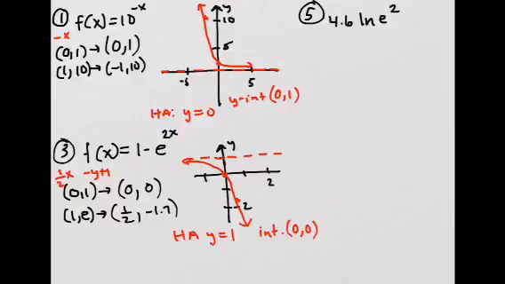Number 5, we're evaluating the expression. So remember, this 2 right here becomes a coefficient of the log. So it's 2 times 4.6 times natural log of e. Okay, so natural log of e, remember, is 1. So this part right here is 1. So 4.6 times 2 is 9.2.